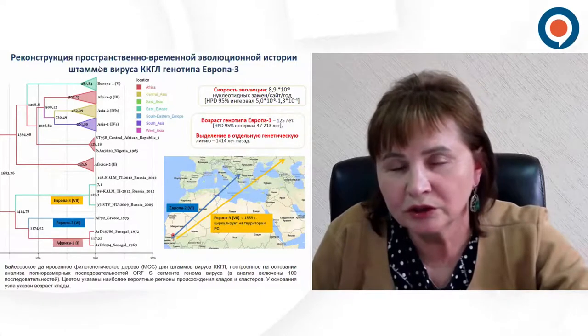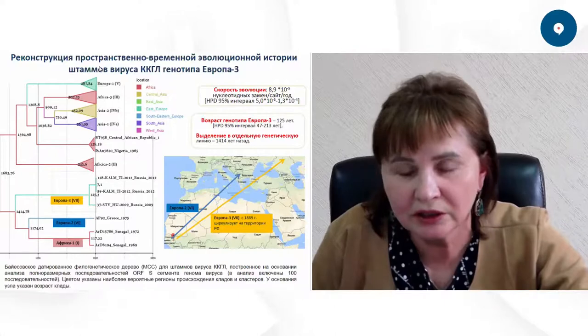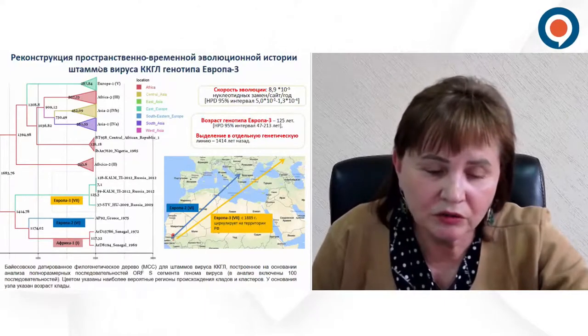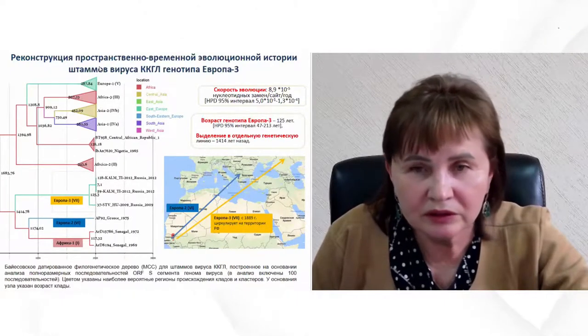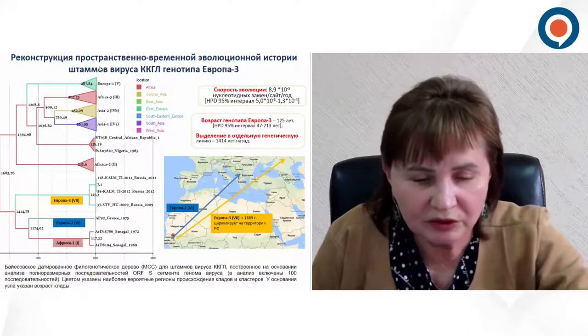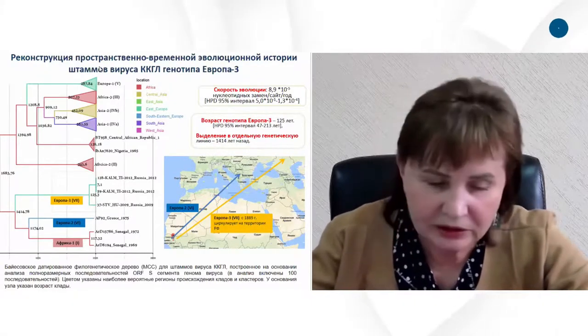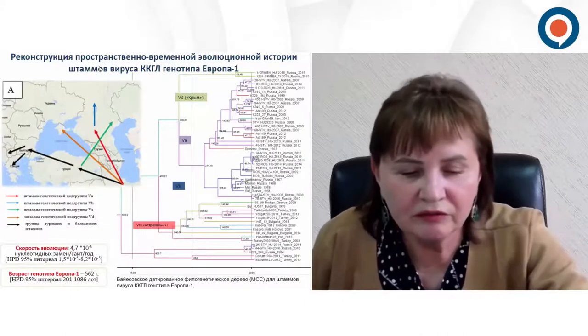And to provide a more clarified model for genotype Europe 3, we need to conduct a more in-depth study of the strains that are circulating right now in different regions of the world, and particularly in Europe. And correspondingly, we need to perform full genome sequencing here.